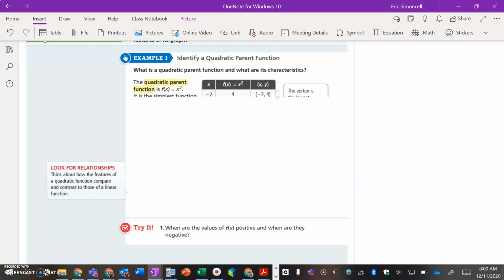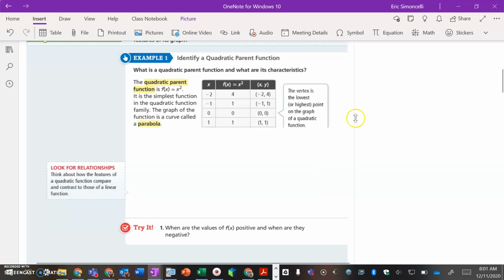So in the xy table you have points -2, 4 for example. -2 is the x, 4 is the y. You can see also f of x represents y. So -2, 4. It is the simplest function, by the way, this particular parent function, in the quadratic function family. And then you can also see some of the points start to uncover as we continue here. The graph of the function is a curve, as I said, called a parabola.